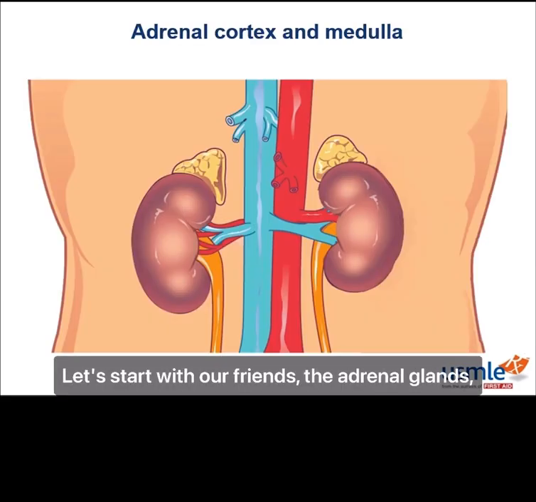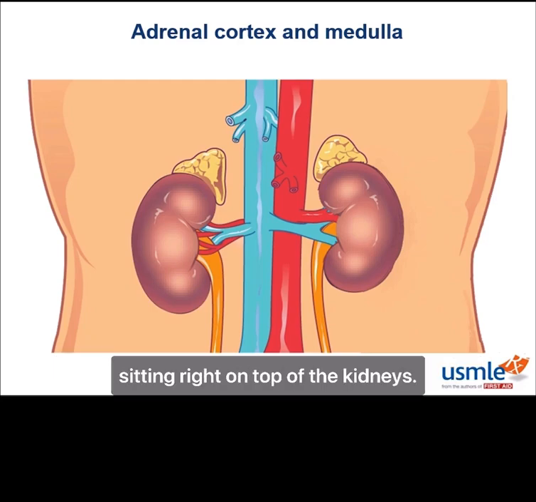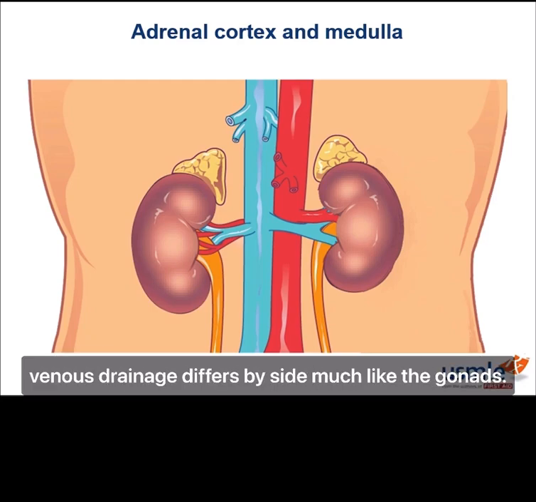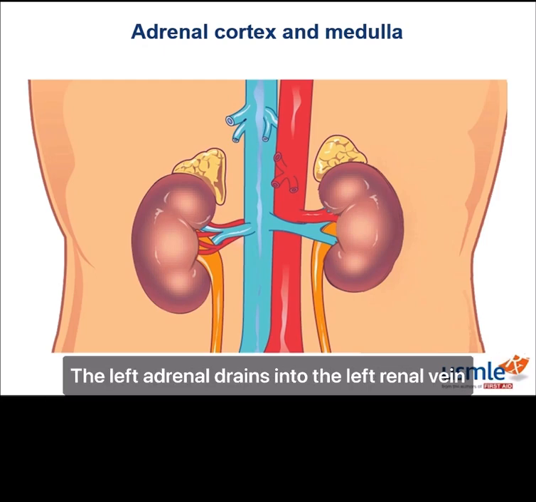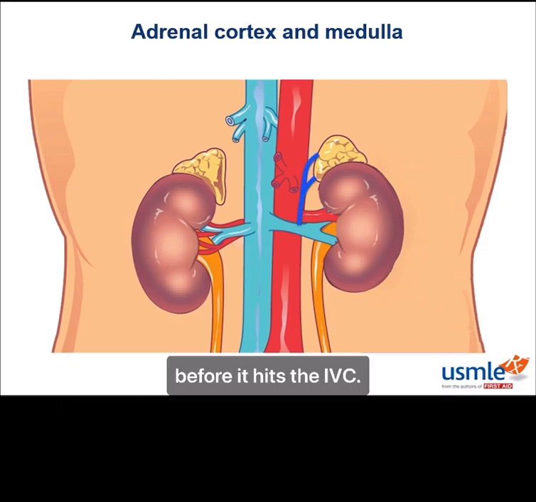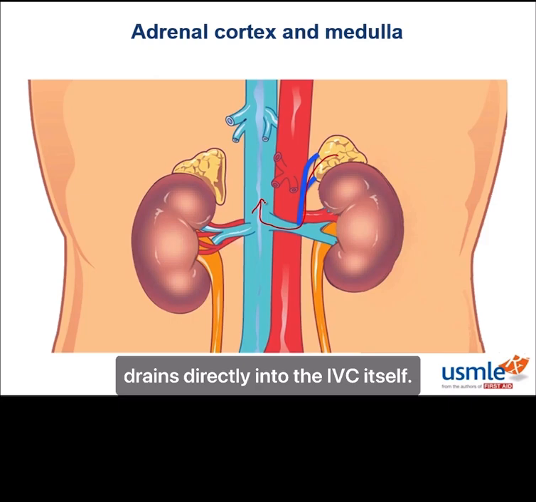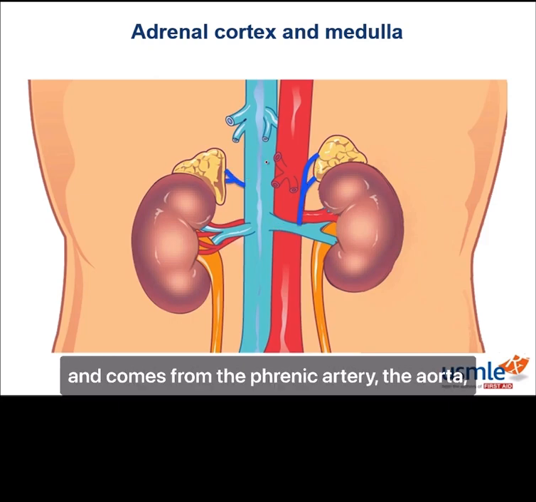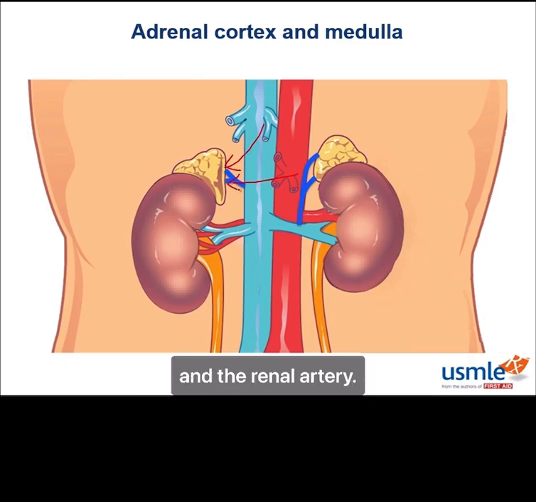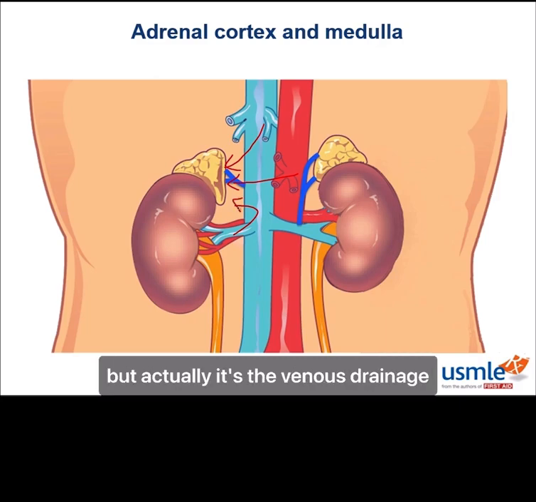Let's start with our friends the adrenal glands sitting right on top of the kidneys. A quick gross anatomy rundown. Venous drainage differs by side, much like the gonads. The left adrenal drains into the left renal vein before it hits the IVC, whereas the right adrenal drains directly into the IVC itself. Arterial blood supply is threefold and comes from the phrenic artery, the aorta, and the renal artery. It's not the best diagram, but actually it's the venous drainage that ends up getting tested most often.